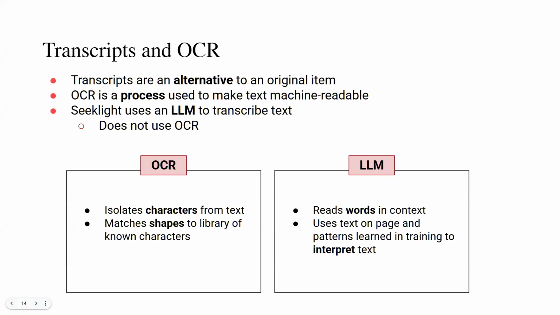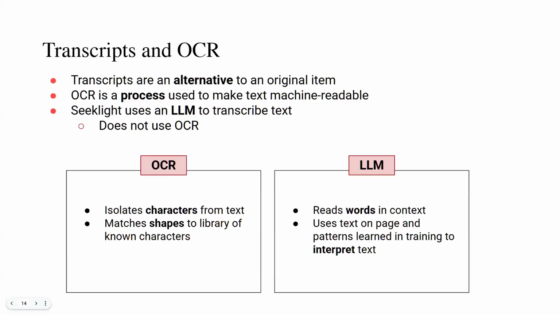So it's a little different from, say, a PDF that has OCR applied to it. OCR is a process. It stands for optical character recognition, and it is a process that makes text and image machine readable. So you can use OCR to make a transcript, but it is one technique of many, right? Now, Seeklight does not use OCR. It uses an LLM to transcribe text, that Gemini LLM.